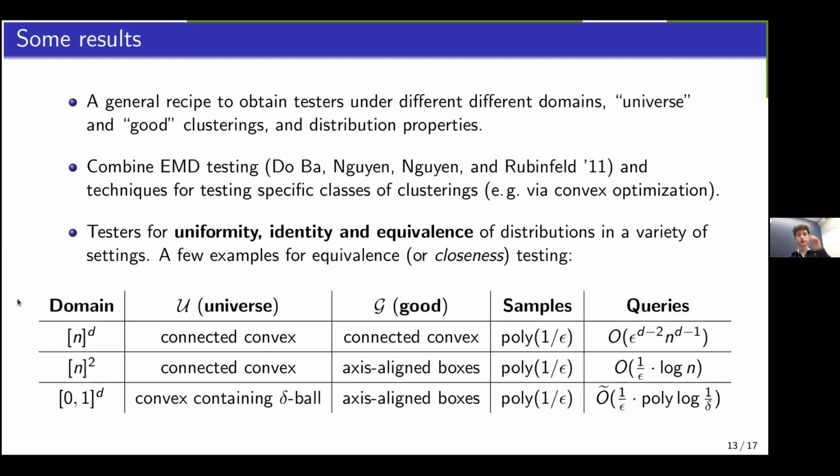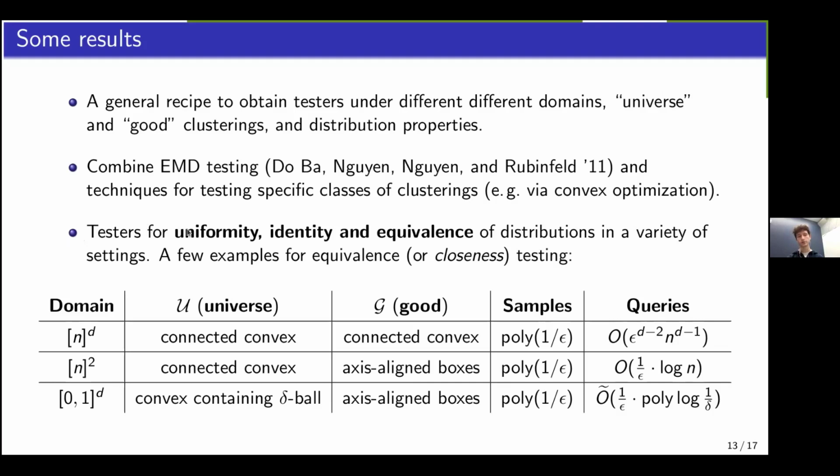So let me briefly mention some of the results that we have for this part one. We basically give a general lemma that can combine different choices for the ideas that I've introduced so far, like the domain, the universe of clusterings, the good clusterings, and the property of distribution that we care about. And then combining those different ingredients, we obtain testers for different settings. In terms of techniques, we essentially combine various ideas, including prior work on testing with respect to the Earth mover distance by Do, Ba, and Rubinfeld, as well as specific techniques for testing the classes of clusterings that we care about. For example, for some of them, we use convex optimization techniques. And there are additional arguments that I invite you to look at the paper for.